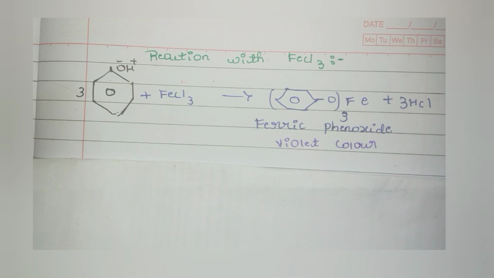And the last one is the reaction with ferric chloride. When 3 moles of phenol are treated with ferric chloride, it gives ferric phenoxide, which is violet in color. And the chemical and physical properties of phenols are the same as those of alcohols.